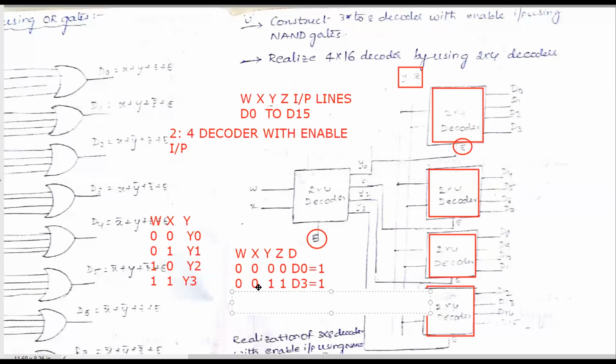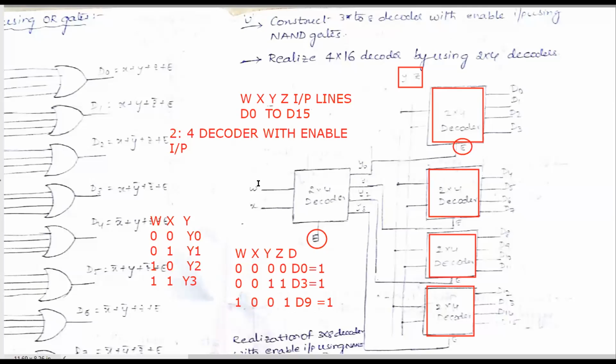1. Similarly, if you choose the values 1 0 and 0 1, we will see the D9 line gets the output equal to 1, and all the remaining lines will be equal to 0.